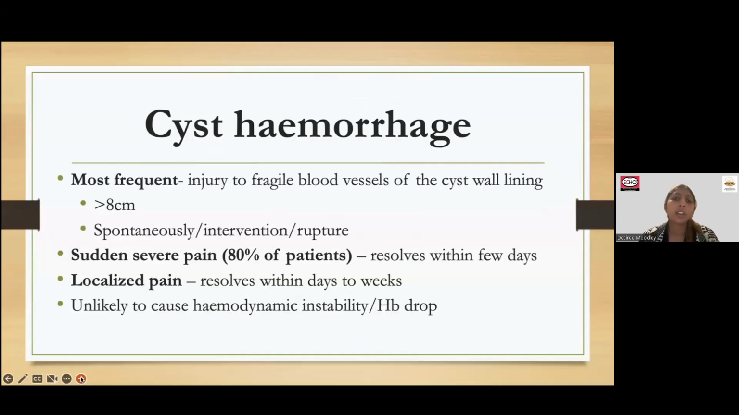If you have a complication of cyst hemorrhage, this is one of the most frequent complications that can occur in a simple cyst. This is injury to fragile blood vessels of the cyst wall lining, more common if it's more than 8 centimeters in size, and this can happen spontaneously, after you've performed an intervention, or with a rupture. So they have sudden severe pain in most patients, which will resolve within a few days, or just localized pain that resolves within days to weeks. And it's very rare that this causes hemodynamic instability or a drop in your Hb.